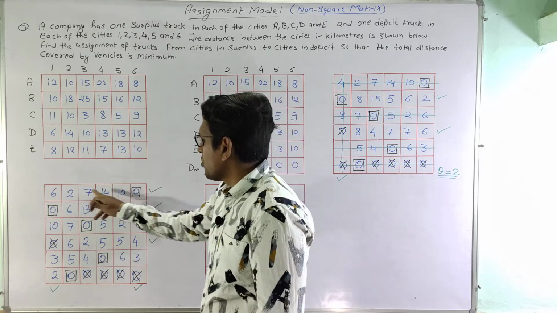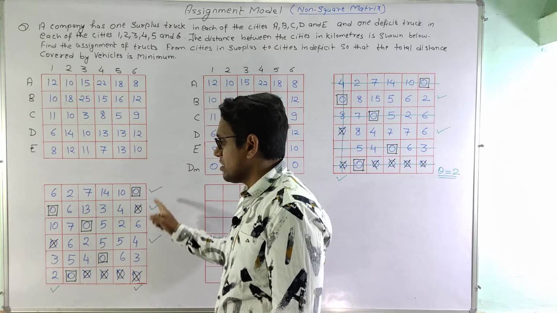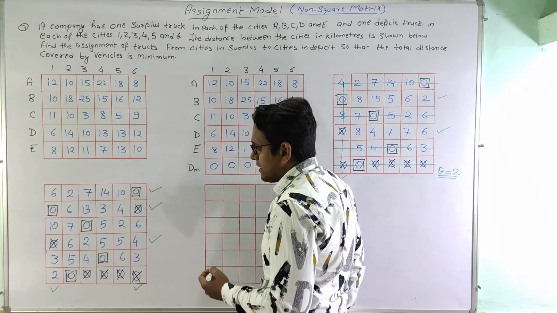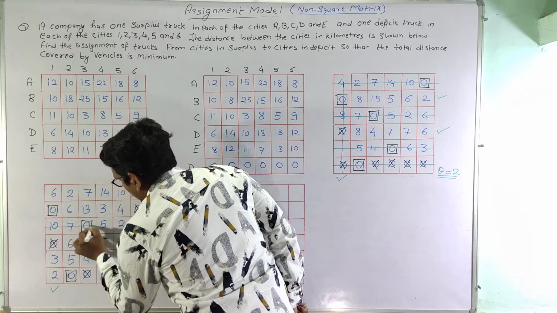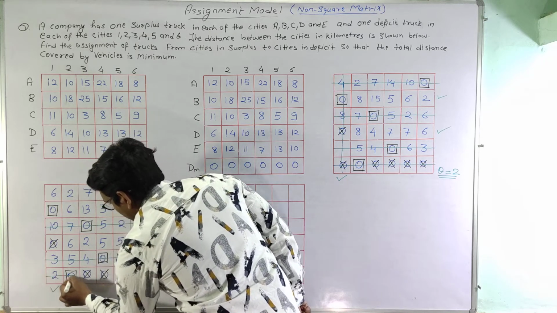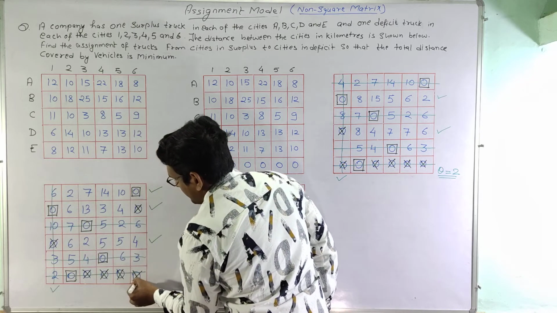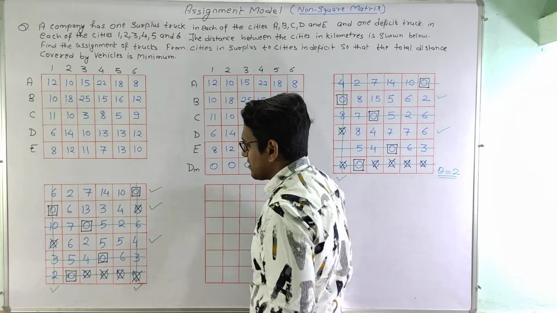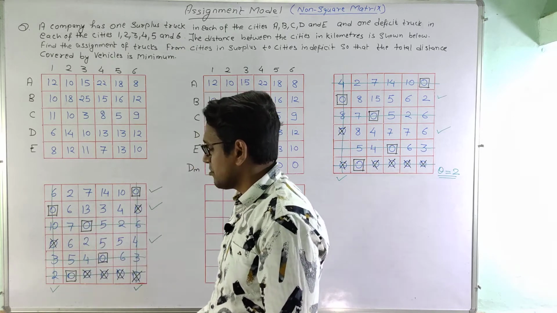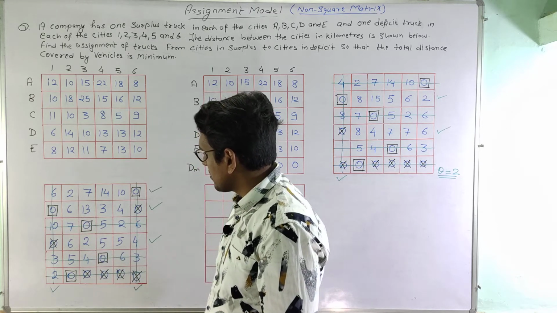So we can see that no more zeros are here. No further ticking is possible in this matrix, and now we need to draw lines through unticked rows and ticked columns. These are the ticked columns. The total number of lines is 1, 2, 3, 4 and 5. 5 lines, because we have 5 assignments which are crossing all the zeros.